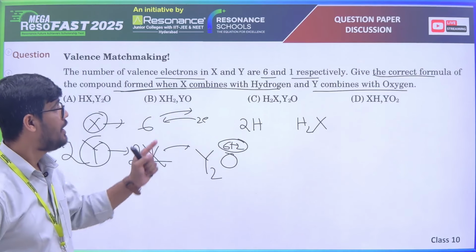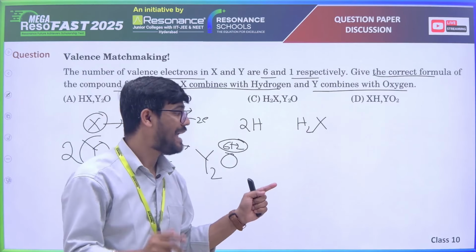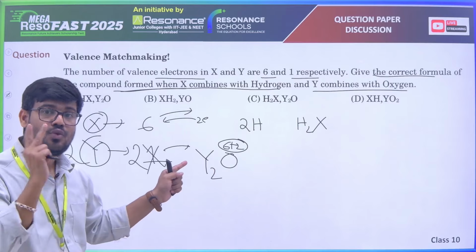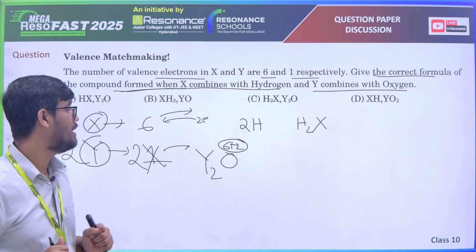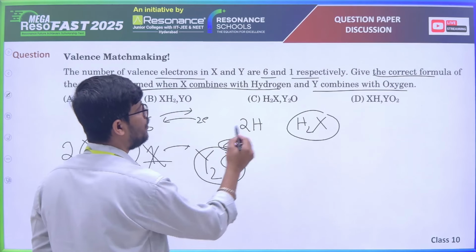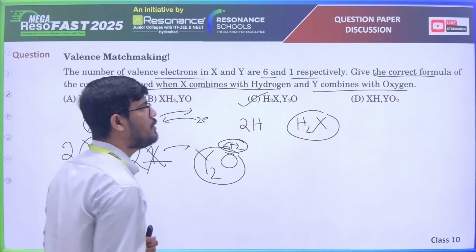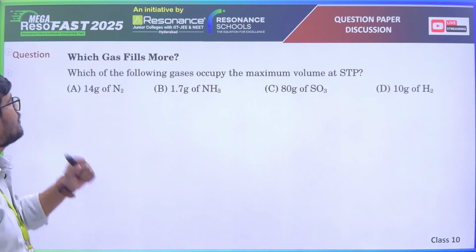So that means X will combine with 2 hydrogen atoms, and 2 Y atoms will combine with a single oxygen. So the combination will be H2X and Y2O. So option C will be our answer. Next, come to this question.